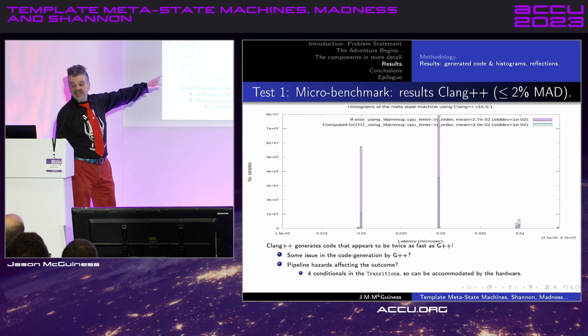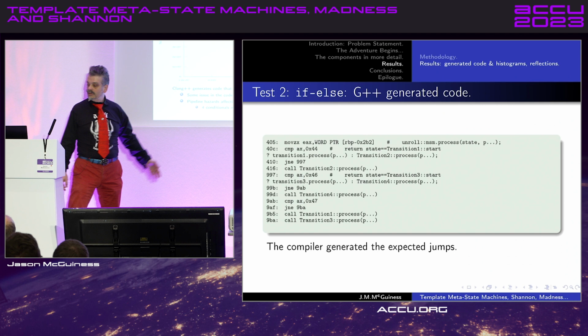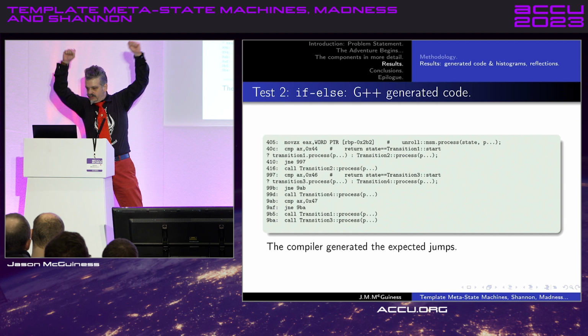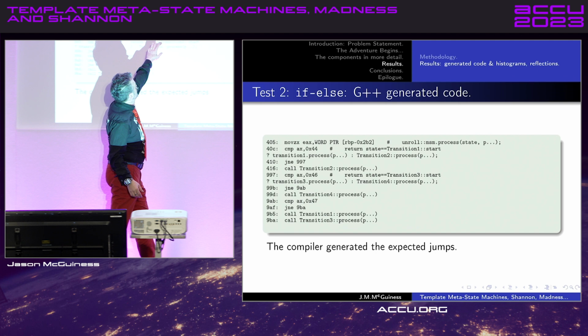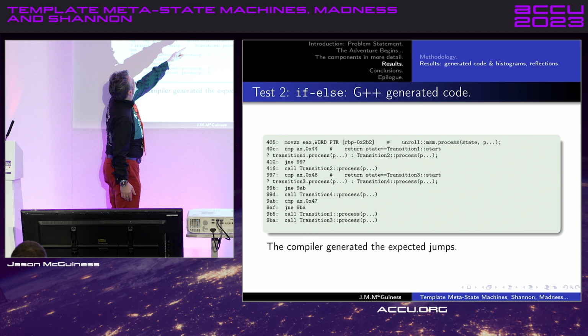Pipeline hazards, perhaps. I attempted to generate... Oh, yes, I did. Oh, jolly good. Yes, excellent. Here we go. Here is the if-else chain, G++ generated code. And we can see the call to unroll here. It's not unroll, it's if-else. I put unroll in my terminology as if-else.